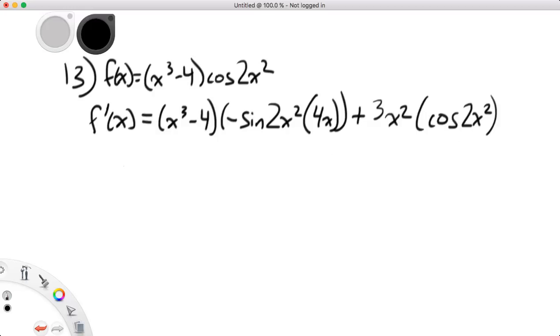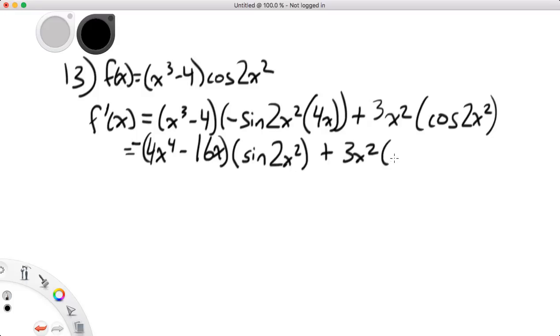And so we've got to use the trig rules with the product rule. So we're going to say that f prime of x is equal to, now our product rule, basically we keep the first thing intact. We say that x cubed minus 4, keep that intact, times the derivative of this, which is going to be negative sine 2x squared times the derivative of that, which is 4x. Okay, and to that we add the derivative of this, which is 3x squared, times this intact, cosine of 2x squared.